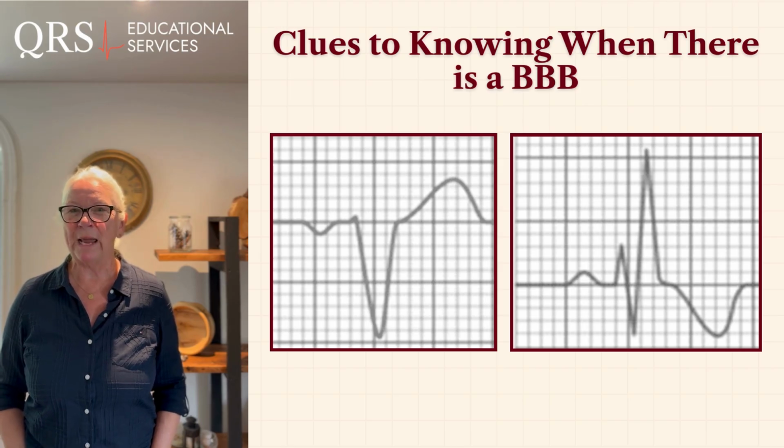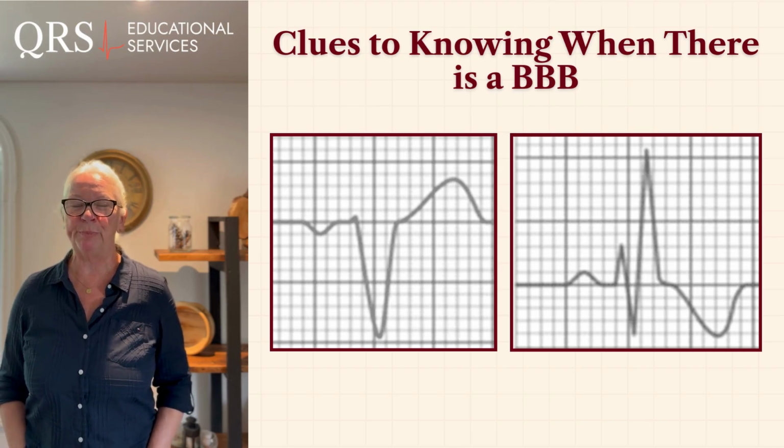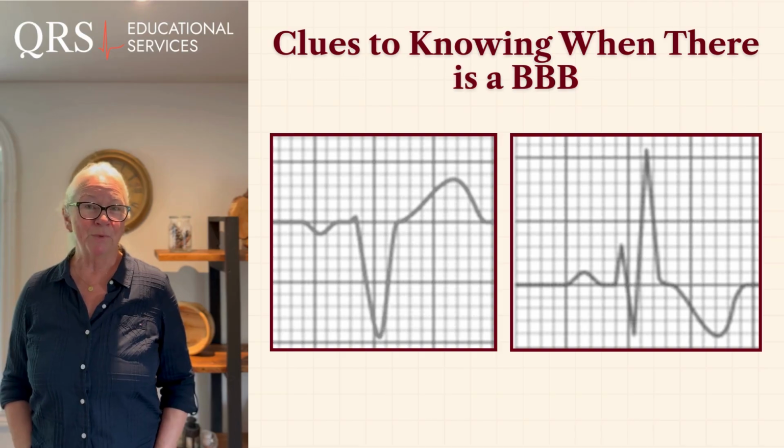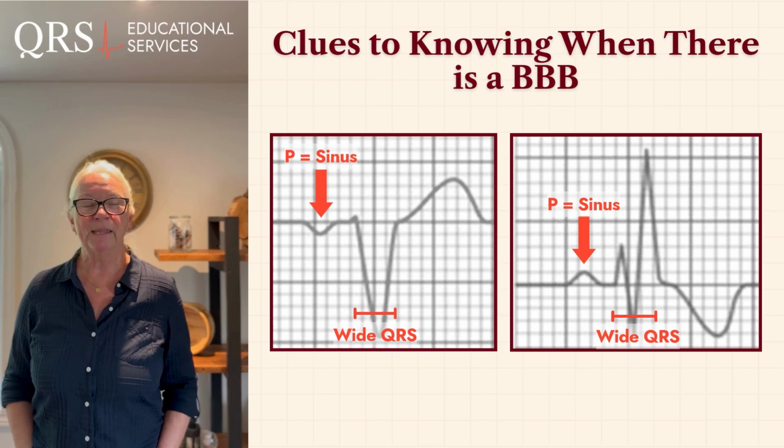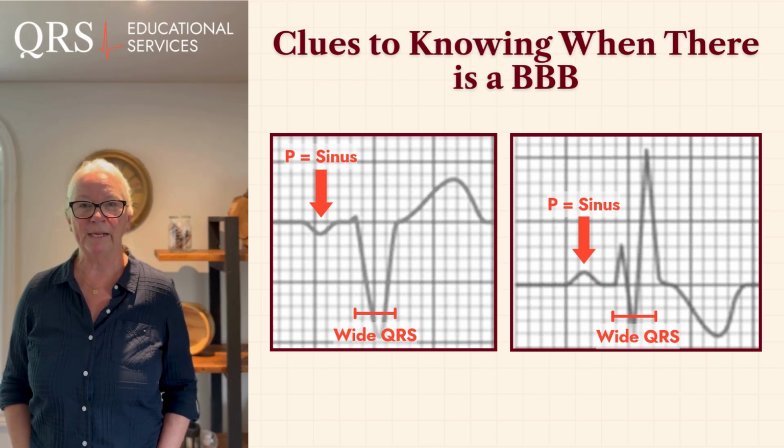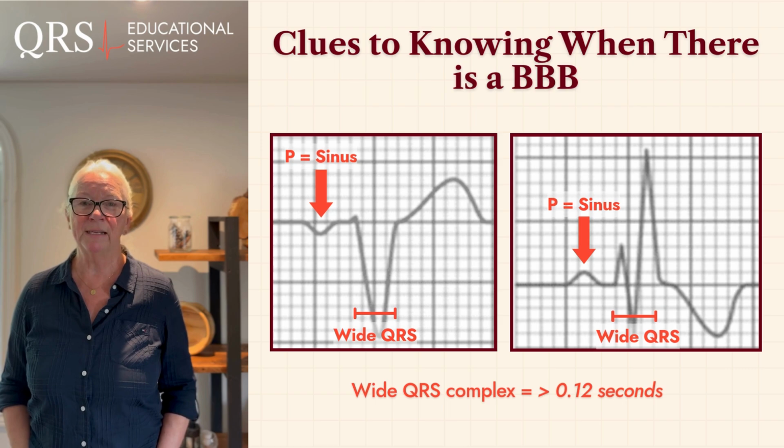So how do you know when there is a bundle branch block? First, and most important, there will be a P in front of each QRS complex, but the QRS complex will be wide, meaning it will be greater than 0.12 of a second.